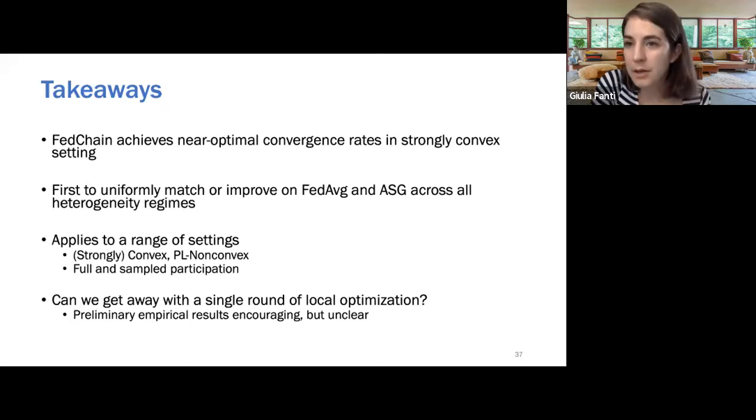That is a good question. I'm not sure off the top of my head. The reason we went with this definition is really mostly to match prior work that has used similar definitions of heterogeneity in the past.